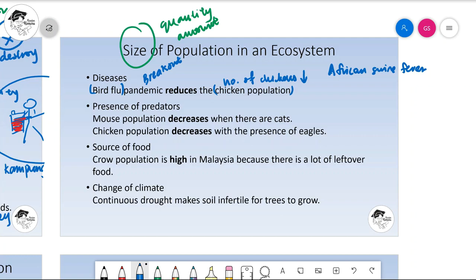So the governments of the countries that are affected will either kill the pigs straight away. They kill the pigs because if you kill them, then the disease cannot spread any more. So they will kill off all the pigs. So you reduce the number of pigs being affected, or even you close your borders. During that period of the African swine fever pandemic, we could not bring pig items or pork products from other countries when coming into, let's say, Malaysia. They will stop you at the customs if you're bringing any pork items.